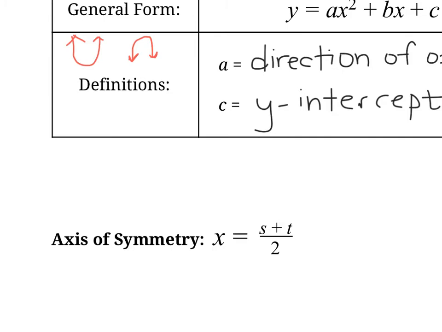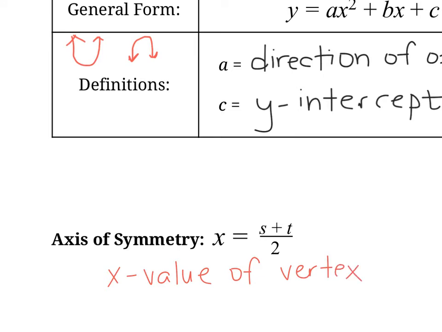Once you know the s and t values, or the values of your x intercepts, you could also then calculate another piece of information for a parabola called the axis of symmetry. This is where you will be able to cut your parabola in two equal pieces, or exactly in half. The formula for calculating the axis of symmetry is x equals s plus t divided by 2. Something to take note of about the axis of symmetry is that the value of the axis of symmetry is also the x value of your vertex.